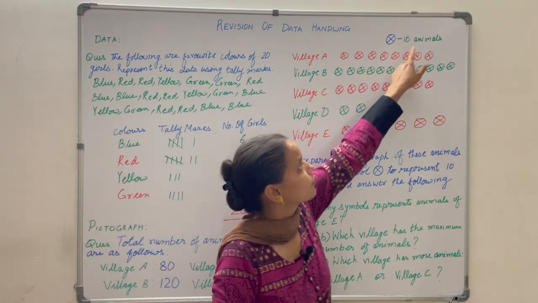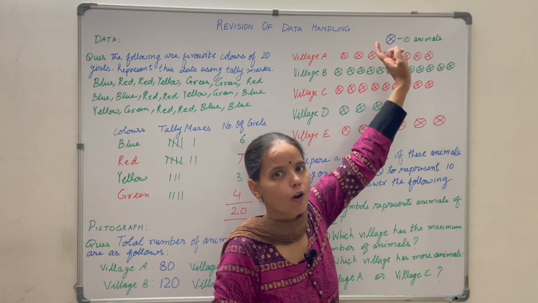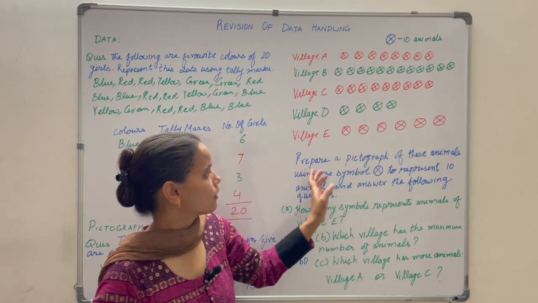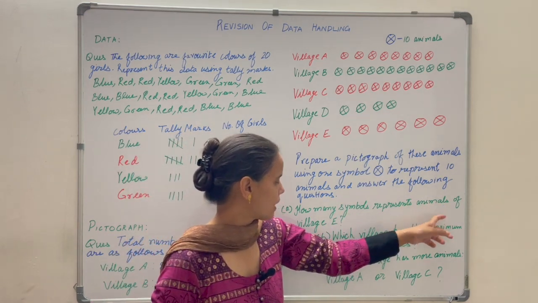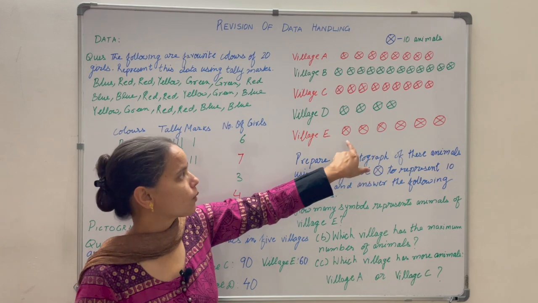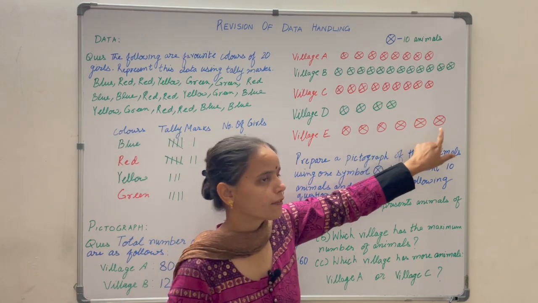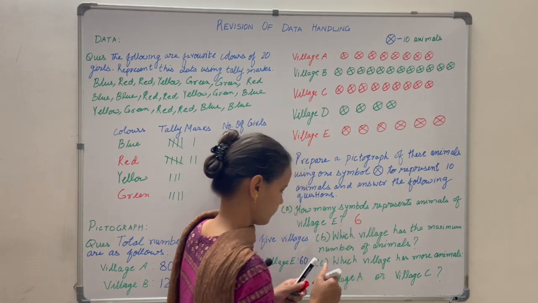In pictograph, you have represented the animals here with the help of this object, number of animals. Now let us answer these questions. How many symbols represent animals of village E? Village E, how many symbols? 1, 2, 3, 4, 5, 6. So answer here is 6.